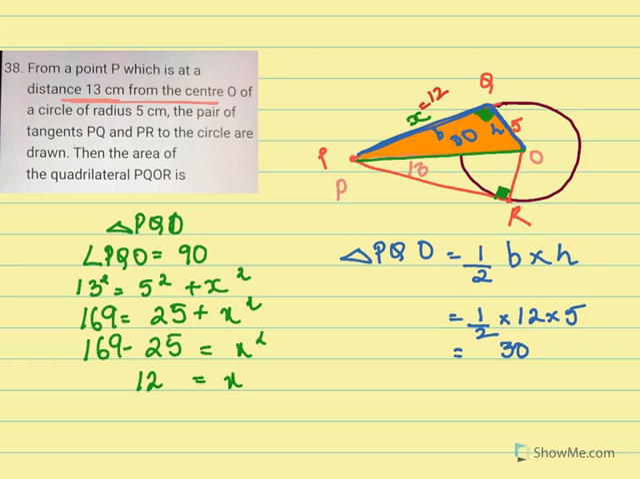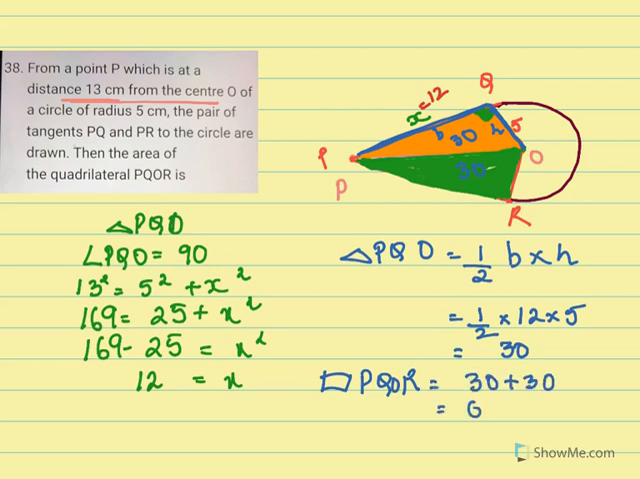Similarly, the area of this triangle below will also be 30. In the same manner we can find out this area, so this also is 30. So the area of the quadrilateral PQOR is equal to 30 plus 30, and that is equal to 60 square centimeters.